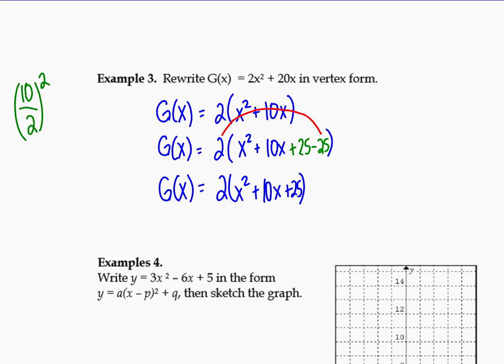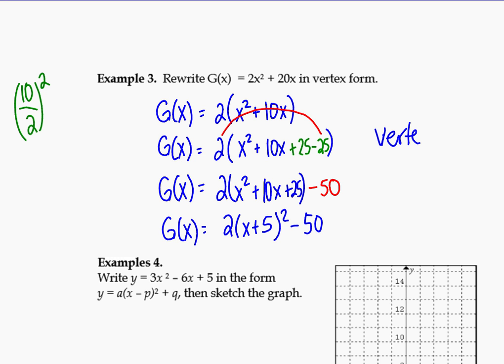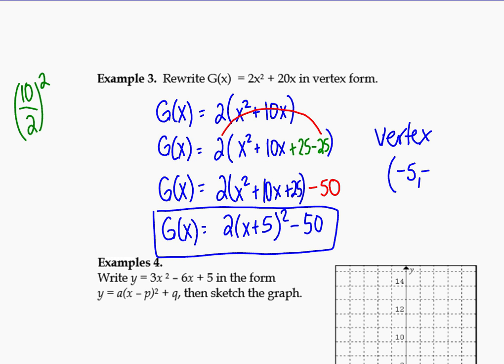Don't forget to multiply by the a value. What does that give us? Negative 50. So final answer, 2 times x plus 5 squared minus 50. That's all they wanted. We could state the vertex for fun. Yeah, we didn't have to. All they wanted was this. This is vertex form. That's our answer.